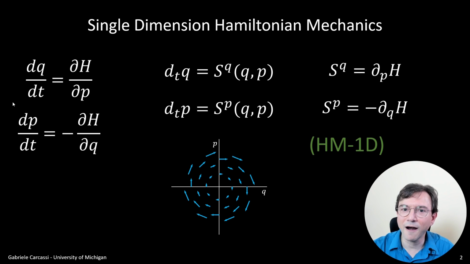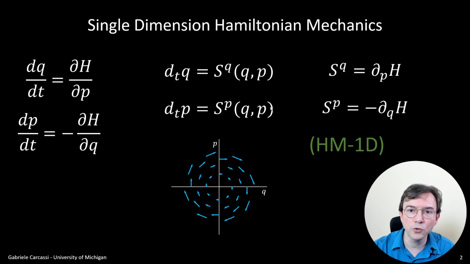So here are Hamilton's equations. dq/dt equals partial H partial p, and dp/dt equals minus partial H partial q, where q and p are position and momentum, and H is the Hamiltonian. I'm going to use a slightly more compact notation. Instead of d/dt, I'm just going to write ∂t. It's going to make the notation a lot more streamlined. And then for the partial derivative, I'll just write ∂p.